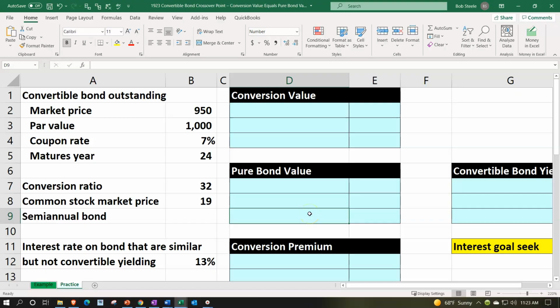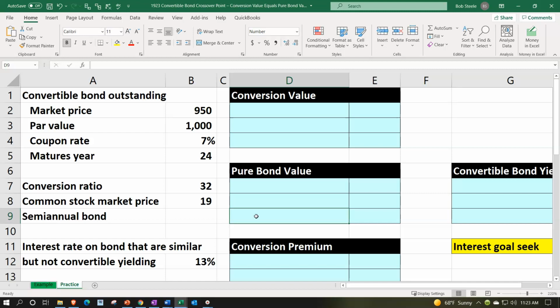Here we are in our Excel worksheet. If you have access to the Excel worksheet and would like to follow along, note that we're in the practice tab as opposed to the example tab, the example tab, in essence, being an answer key. Information on the left, we're going to calculate in the blue area on the right. And we're looking at our convertible bonds, once again, those bonds that can be converted into some shares of common stock if the bondholder so chooses.